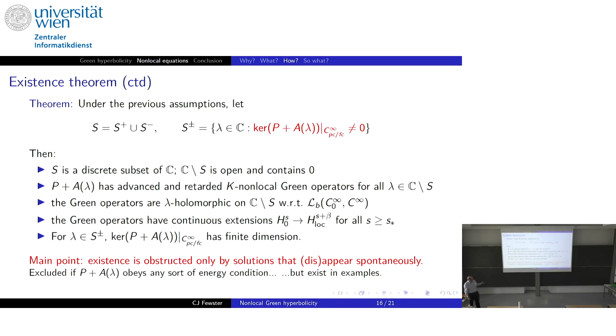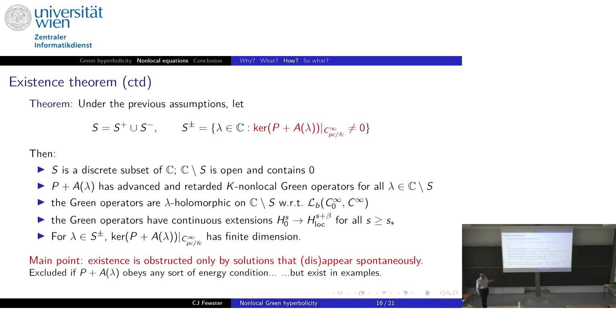And another fact is that it turns out that these spaces of appearing or disappearing solutions are finite dimensional. So for almost all values of lambda, they're empty. Well, that's finite dimensional. But even when you're on one of these exceptional values, you only ever find a finite dimensional space of problematic things.